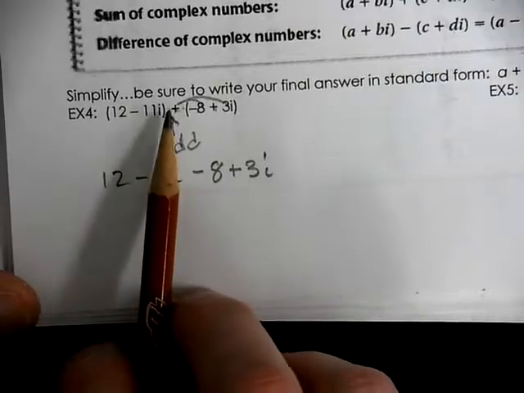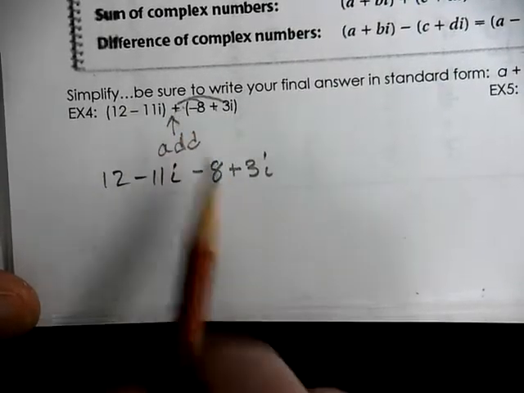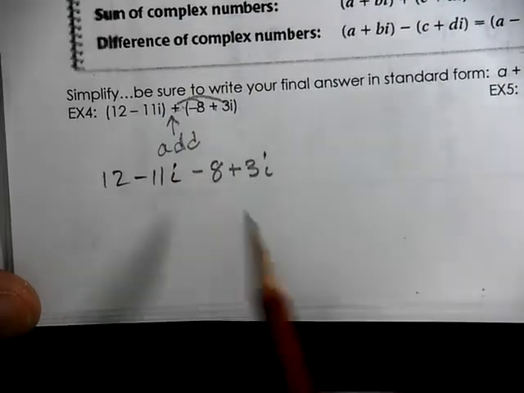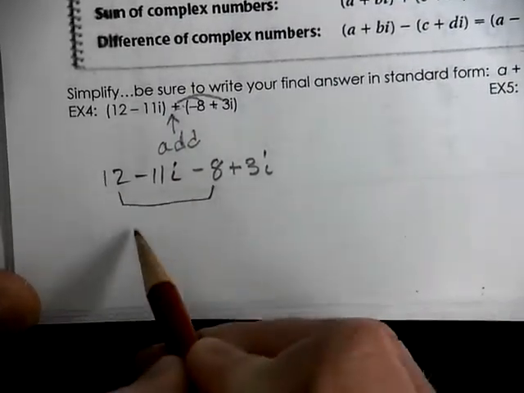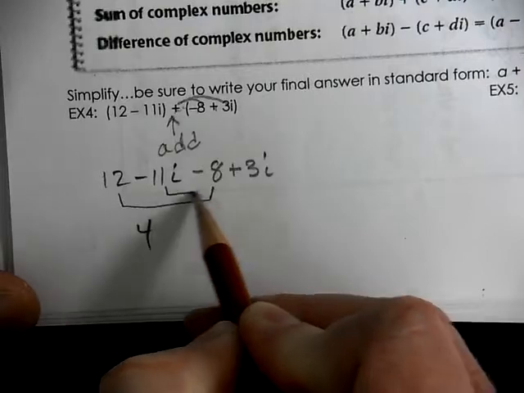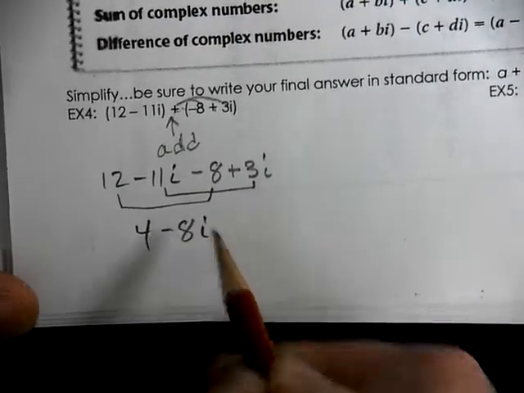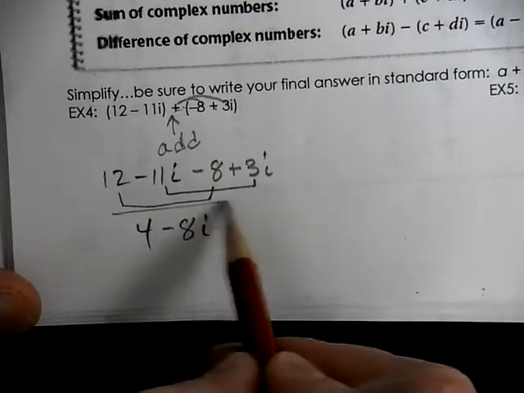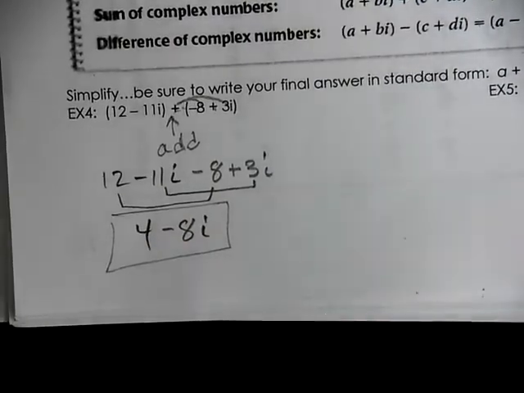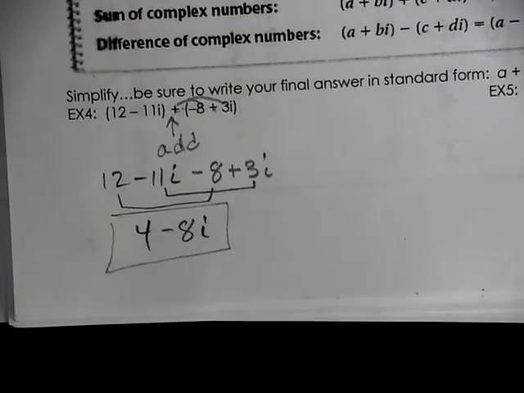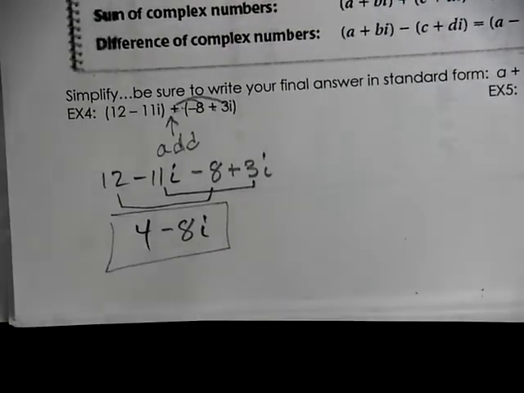So when you're adding, that doesn't change what you're adding. You're still adding a negative 8, and you're still adding a positive 3i. Now we can take our like terms, which gives us 4, and our like terms, which gives us 8i. And that's our answer. Just collecting like terms, using all the rules you already know about.